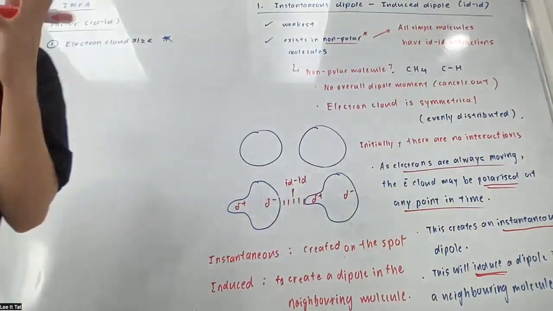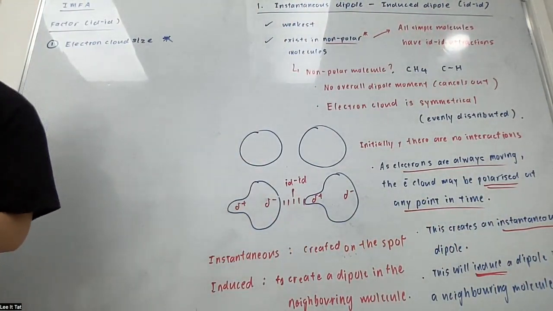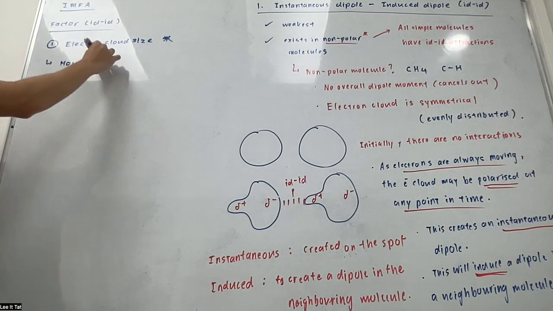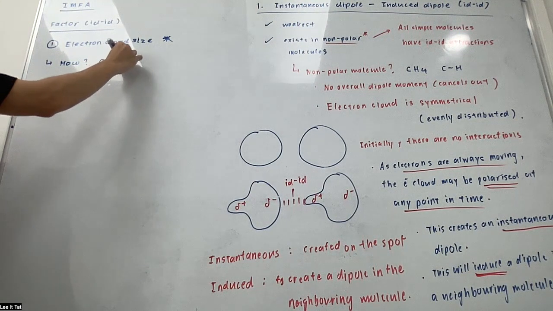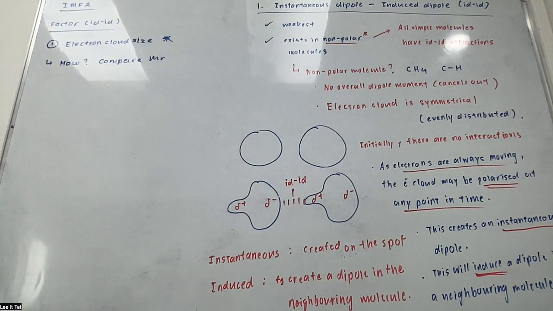How do we measure the size of the electron cloud? Some molecules are bigger, some molecules are smaller, right? So perhaps just go and note this down. How to measure the size? Just compare the Mr of the molecule. Very simple, actually.